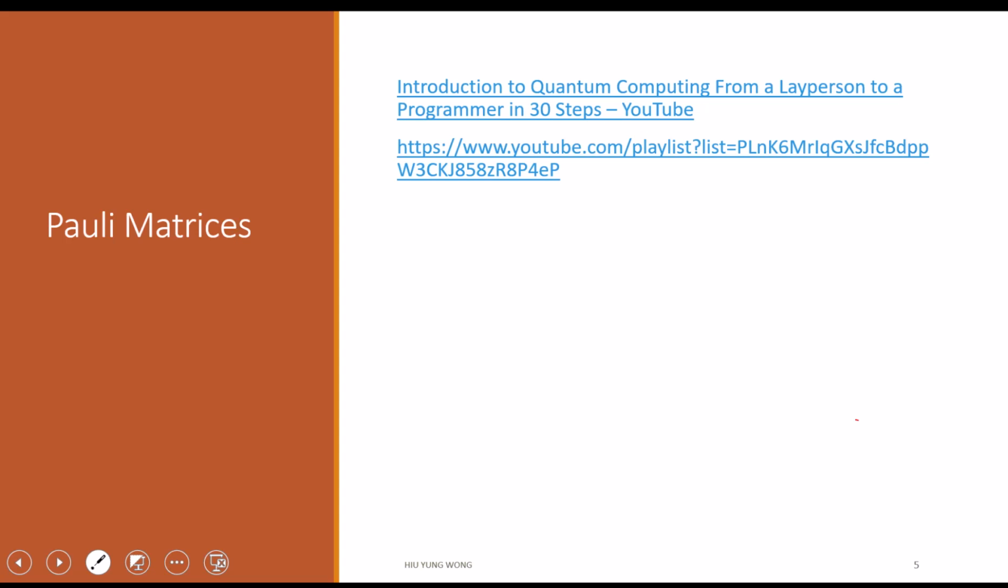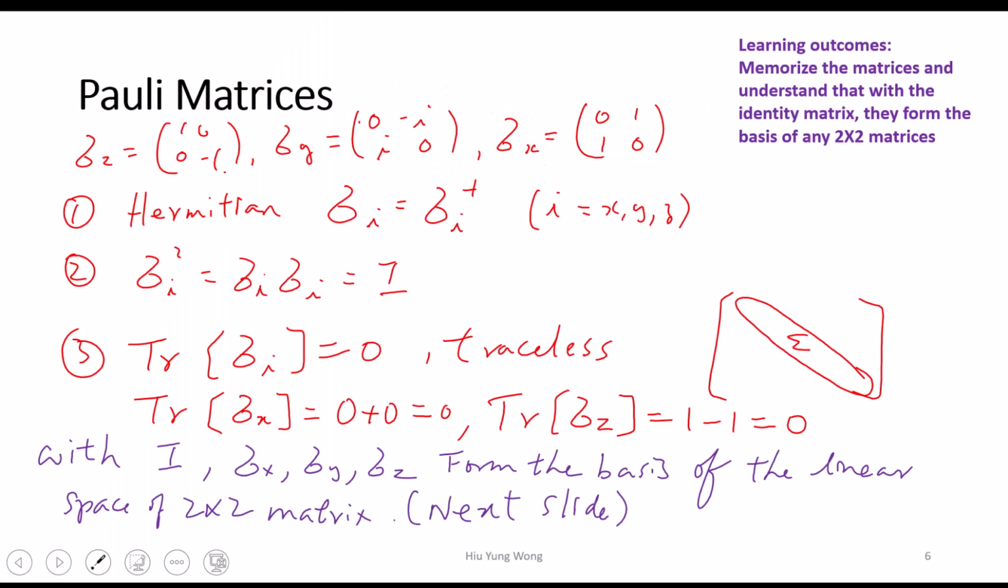Learned in the prerequisite. Okay. We say we have Pauli matrices. This is very interesting because it was invented to describe the spin, maybe in the early 1930s or so. There are three Pauli matrices: sigma z, sigma y, sigma x. I would say you really should memorize them if you tell people you know quantum mechanics or quantum computing, right?